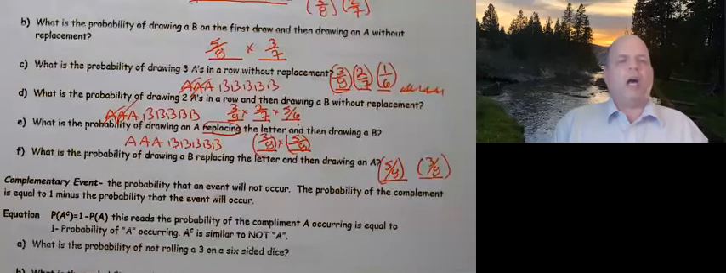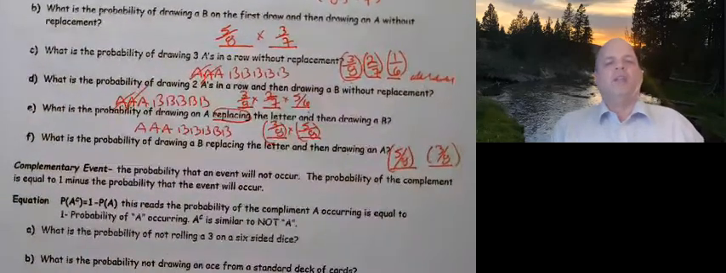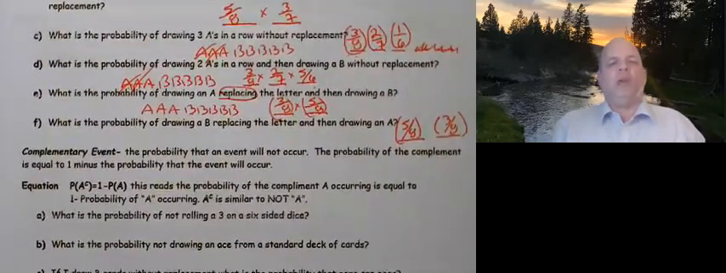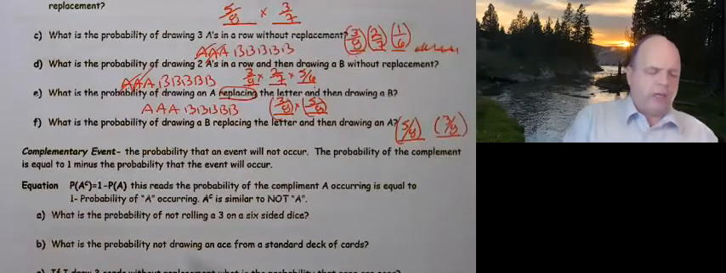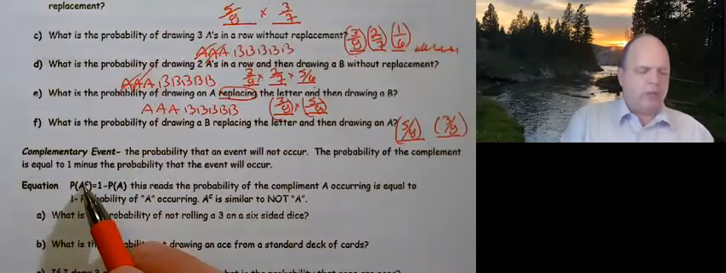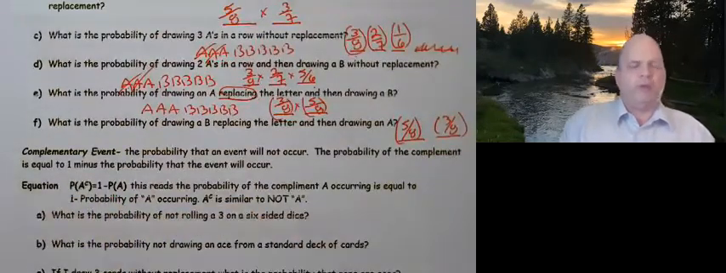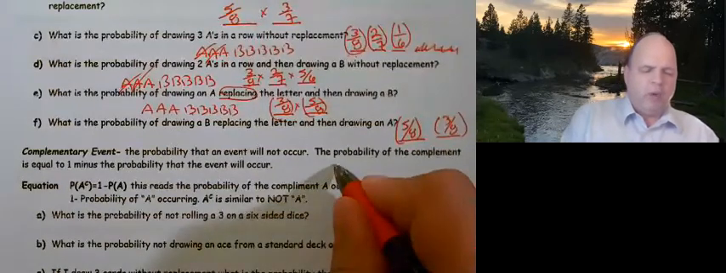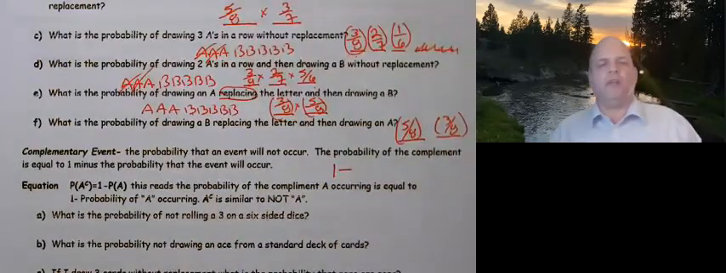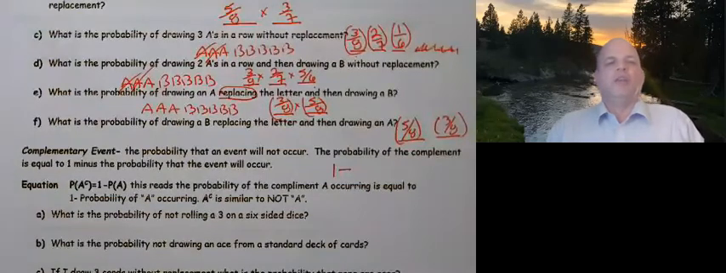So, a complementary event, that's the probability an event will not occur. So if they ask for the complement, and usually it's going to be done with this, or possibly with a -1 sign, it means 1 minus whatever the event is. So the probability of A complement equals 1 minus the probability of A.